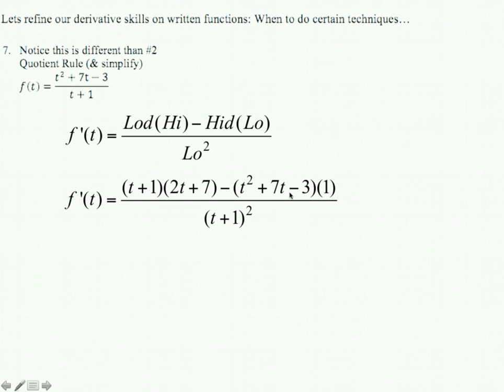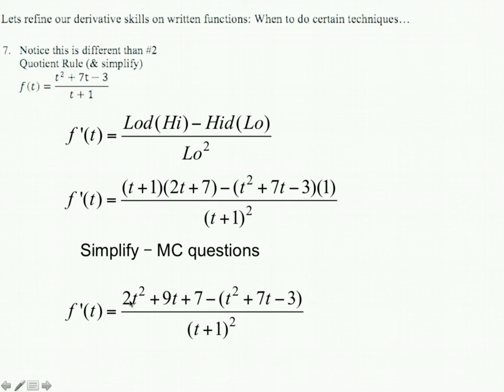Okay, so we're going to simplify the top though. That's the one thing we have to do. So we're going to need to FOIL this out. Distributing the 1 is easy, and distributing the minus would just be basically changing all these signs. So we're going to FOIL that out. That's 2t squared plus 9t plus 7, and I multiplied through by 1. And then I'm going to multiply through by the negative. So we'll have 2t squared minus t squared is 1t squared. 9t minus 7t is 2t. And 7 plus 3 is 10. And then it's divided by t plus 1 squared. Notice the denominator never was simplified.